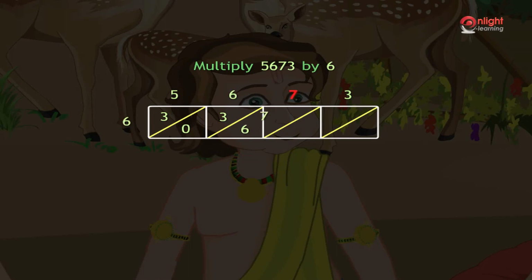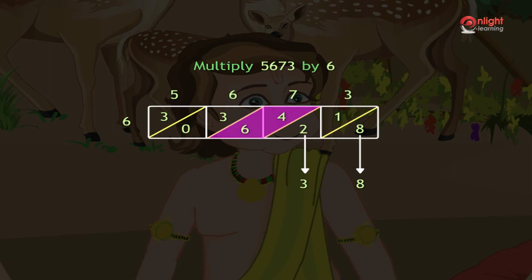Next multiplying 7 and 6, I get 42. So write down 42 in the third box. Next multiplying 3 and 6, I get 18. So write down 18 in the last box. Now add numbers along the diagonal. The first number along the diagonal is 8. So write down 8. Next numbers along the diagonal are 1, 2, adding we get 3.